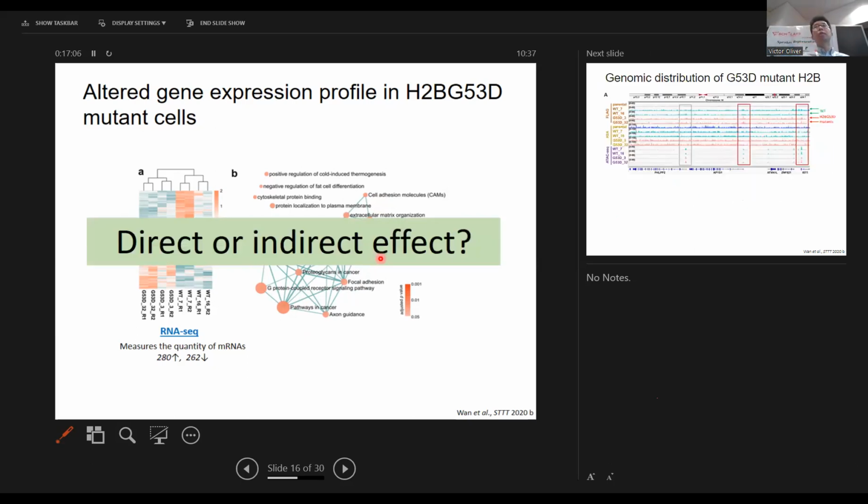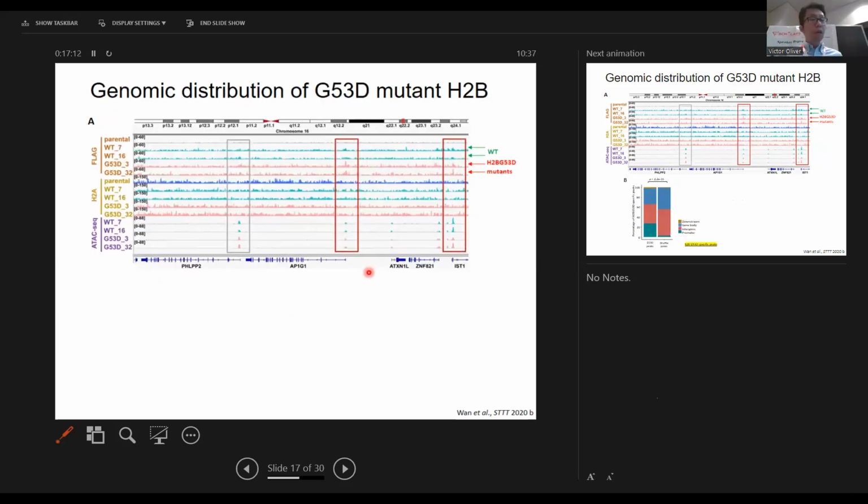So we would like to know whether the effect of the mutation on the gene expression is direct or indirect. So to address this question, we used a flag to perform a CUT&RUN, which is very similar to the ChIP sequencing. We want to map the genomic localization of the wild type and the mutant G53D nucleosomes. So if you look at these genome viewer of the flag CUT&RUN sequencing and also H2A sequencing, which is a control, you can see that the G53D mutant H2B is enriched in some regions in the genome.